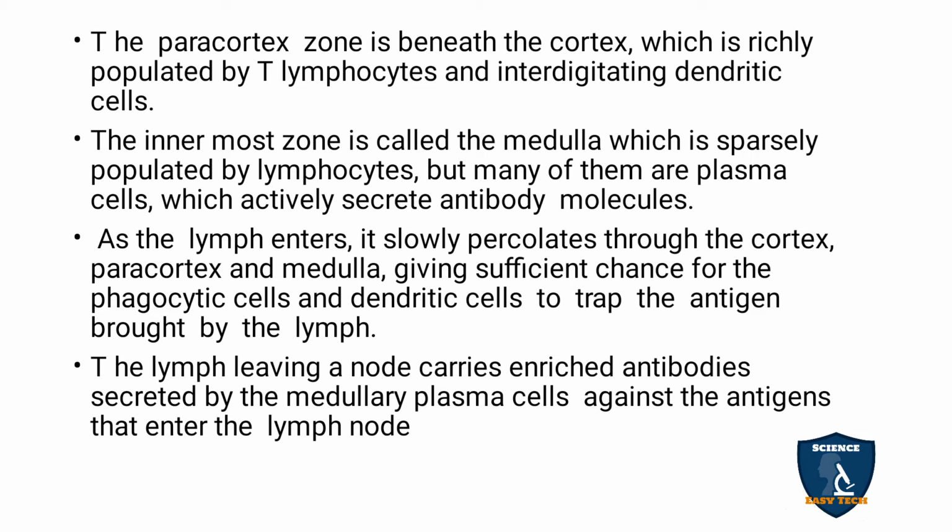As the lymph enters, it slowly percolates through the cortex, paracortex and medulla, giving sufficient chance for the phagocytic cells and dendritic cells to trap the antigen brought by the lymph. So, the lymph fluid enters into the lymph node, where inside are the three layers, no? The cortex, paracortex and medulla. So, at that time what cells are there? Phagocytic cells are there and dendritic cells are there.